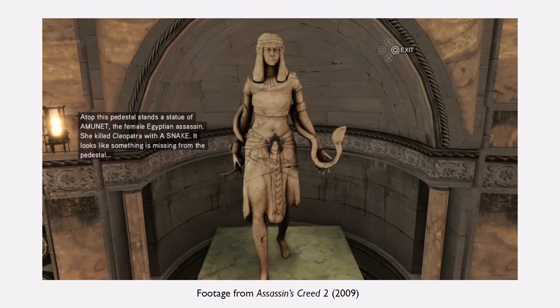I don't know if it was in any way inspirational to any of the stuff that subsequently transpired. But 8 years before the release of Origins, so 2009, gamers were primed for the possibility of seeing an innovative and creative treatment of Cleopatra in a future game. With that in mind, how is Cleopatra presented in Origins? Is her portrayal an innovative and creative one, as the brief references in Assassin's Creed 2 and its successors suggested it would be?